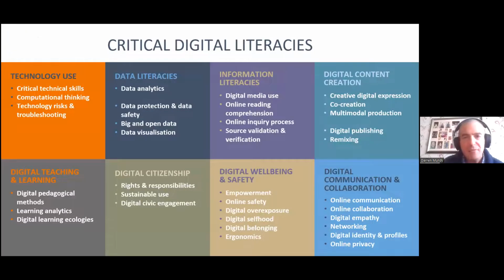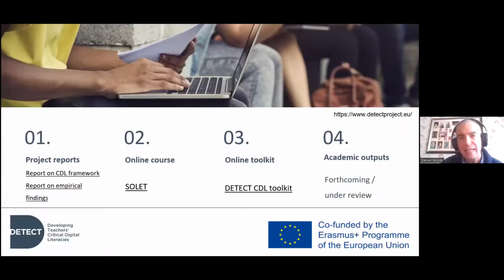So the framework gave us a platform of understanding in relation to the types of tools and resources that schools-based educators may need in practice. So we've moved on to essentially deliver 2 other practical items. The first practical item was the development of a self-organized learning environment for teachers called SOLE, and I'll show you that in a second, and the development of a critical digital literacies toolkit so individual educators can find materials directly related to different dimensions of the framework.